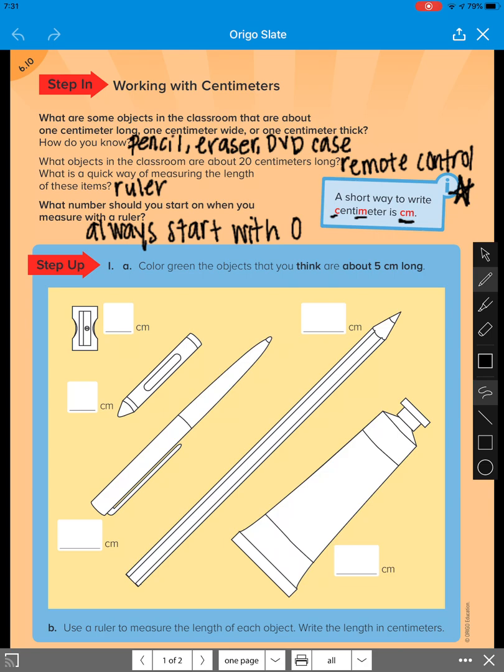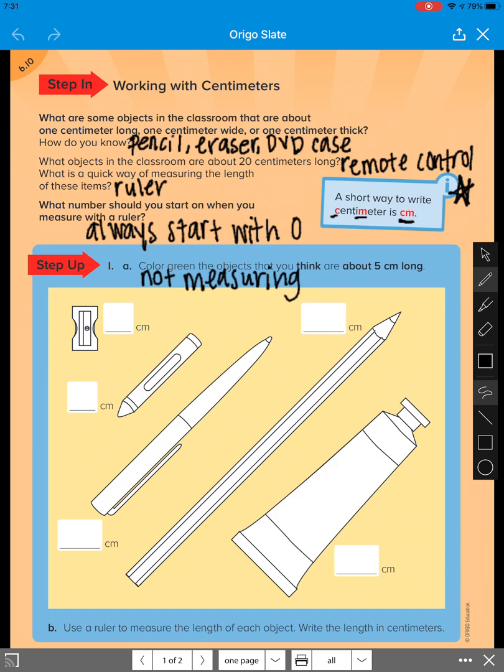So let's color the objects that you think are about 5 centimeters long. So on this one, you're not measuring. So I'm going to write that here. You're making a guess. So everything is guessing. So if you have a ruler, you can take a look at the ruler that I provide, and you can just guess.